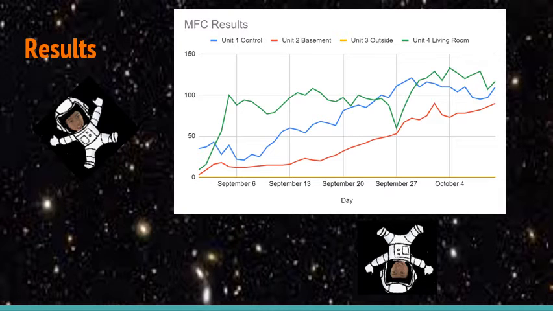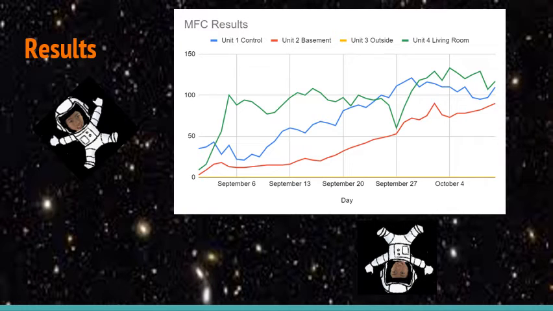Notice how the MFC placed outside, the yellow line, produced no electricity during the whole contest. This is probably because the temperature in the evening always dropped a lot, halting any bacteria growth.